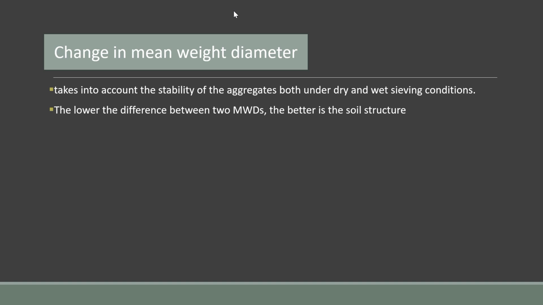Then next is the change in mean weight diameter. It takes into account the stability of aggregates under both dry and wet sieving conditions. The lower the difference in mean weight diameter, the better the soil structure. So what we will do is look at the mean weight diameter in dry and wet sieving conditions and take the difference. If the difference is very low, the soil structure will be good.